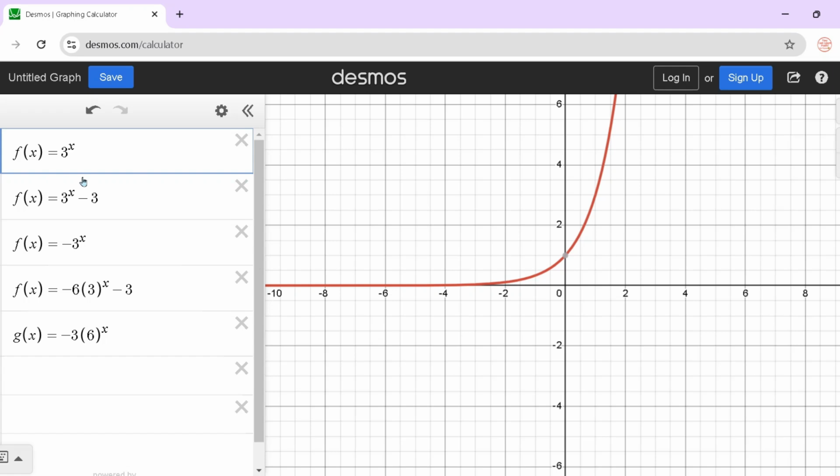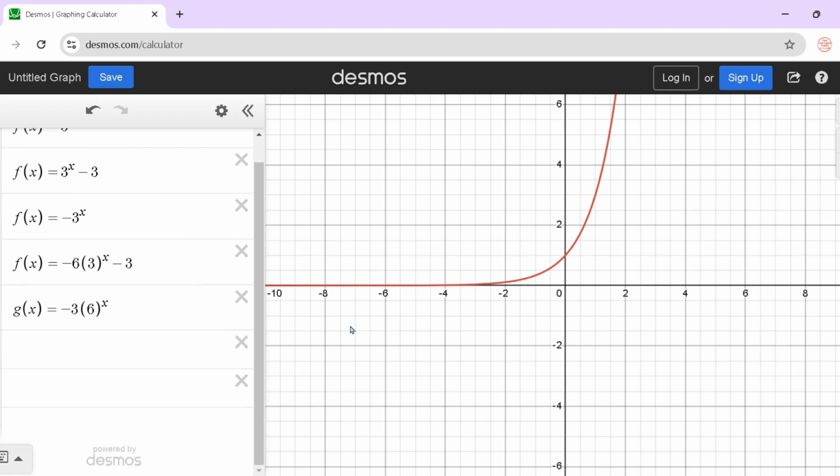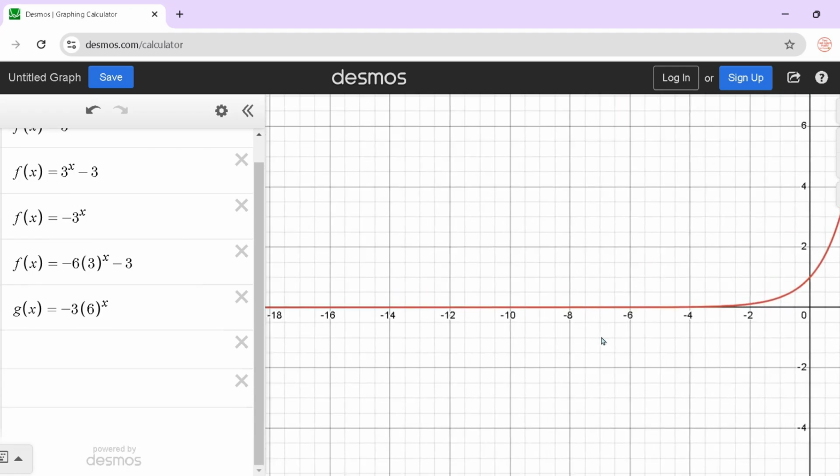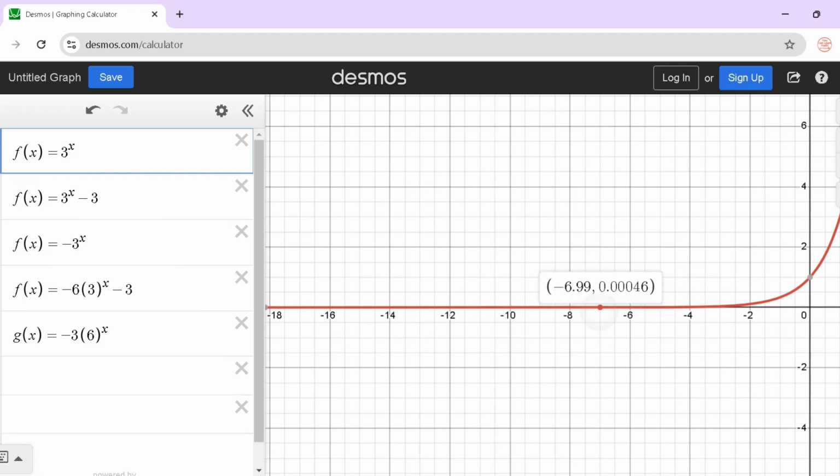Okay, so for our first one, I have f of x equals 3 to the power of x. As you can see over here to the right, we are going to the sky, up, up, up. And to the left, we're going down, down, down. Now here's something to be aware of with Desmos. Do you see how as I'm going down, it's getting smaller and smaller and smaller? This will not go on forever. Desmos has a limit as far as how many digits it's going to show.